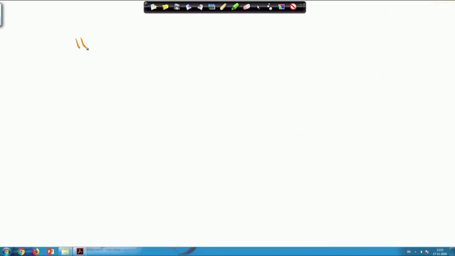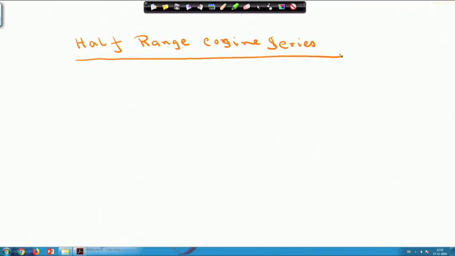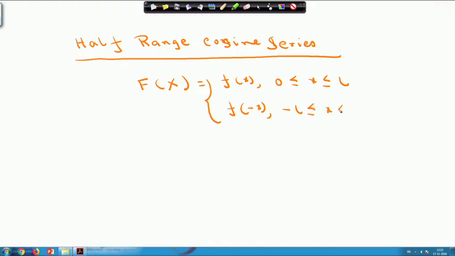Now, come to half range cosine series. Just like the half range sine series, in the half range cosine series I can again define a new function capital F(x), which is equal to small f(x), where x lies between 0 to L, and this will be equal to f(-x) in -L to 0.